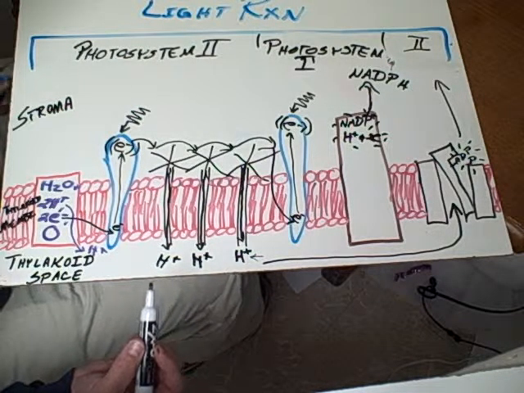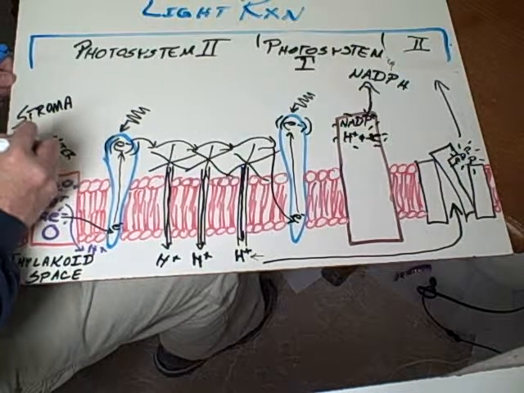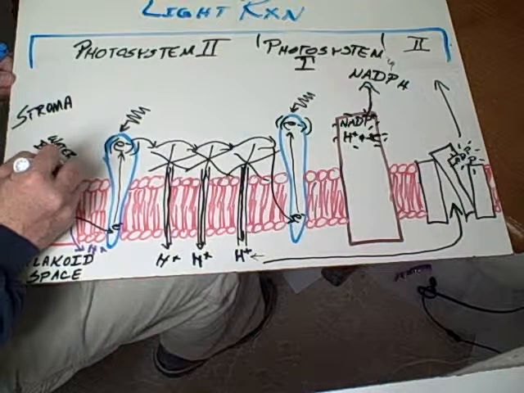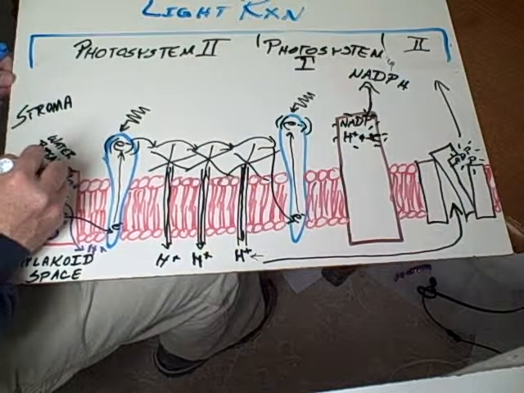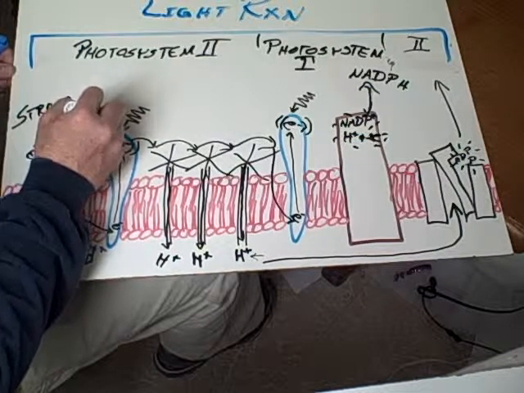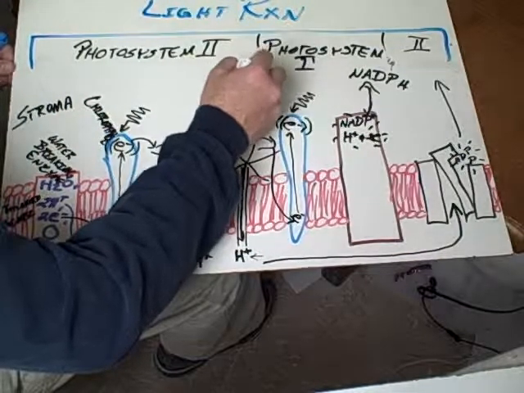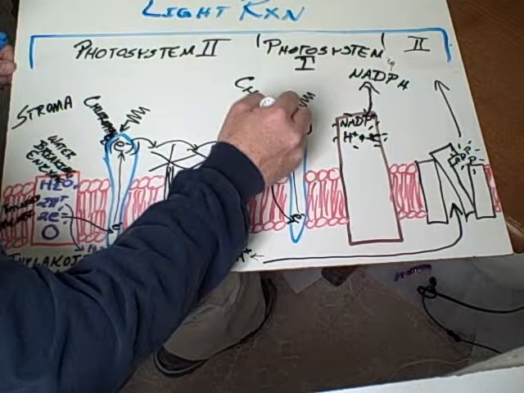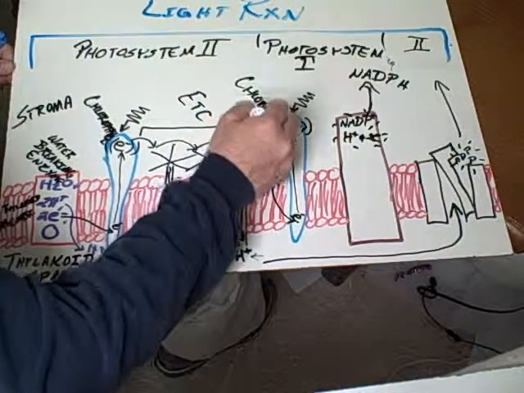Now the individual parts, what are their names? This is the water breaking enzyme. That'll be fine for us. This is chlorophyll. This one's a chlorophyll over here. This is the electron transport chain from here over to here.